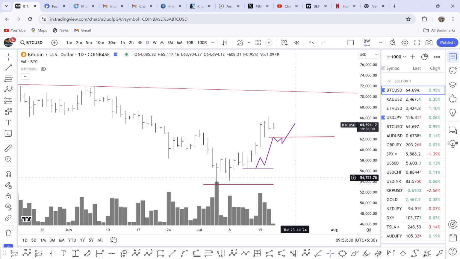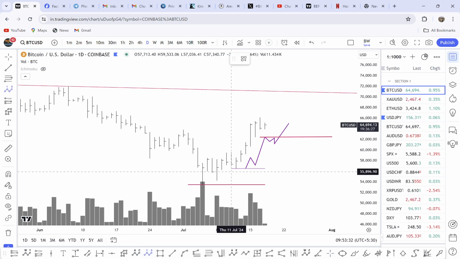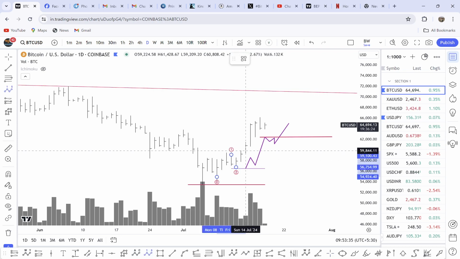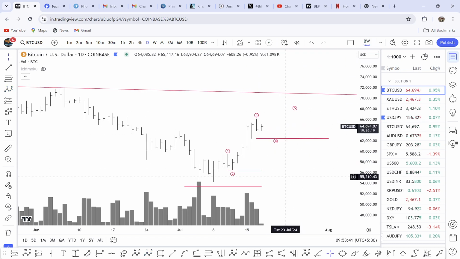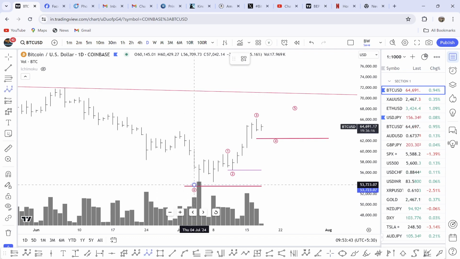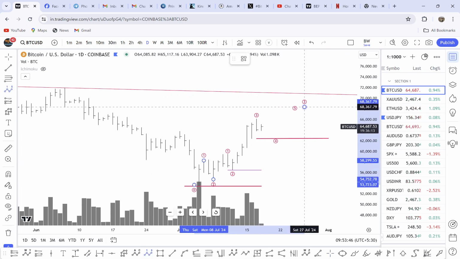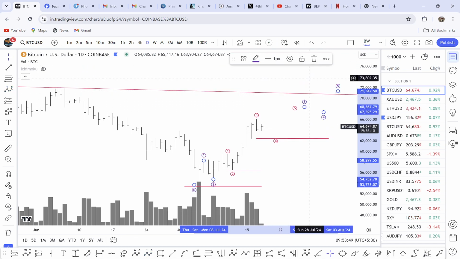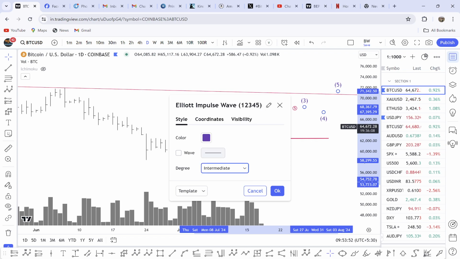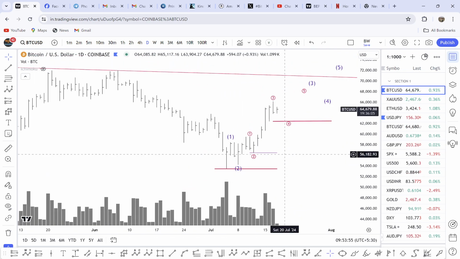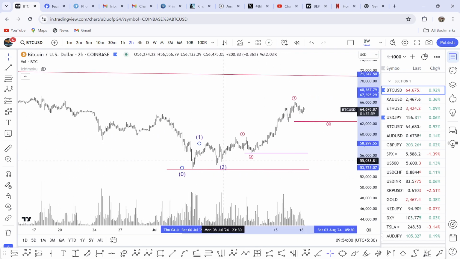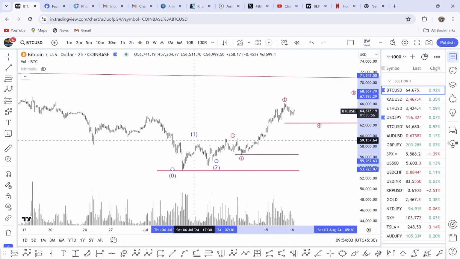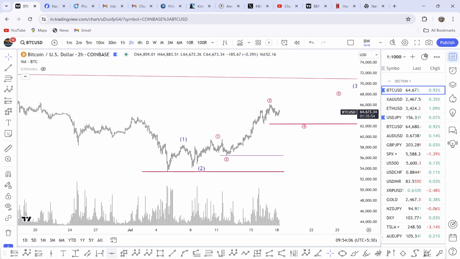69 thousand. This is 0, 1, 2, 3, 4, 5. 0, 1, 2, 3, 4, 5. Gold and Bitcoin both are in trending waves. You can see one channel also.